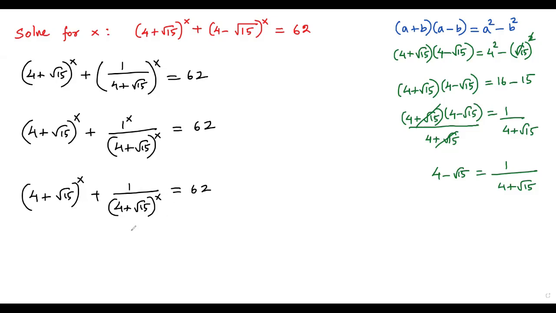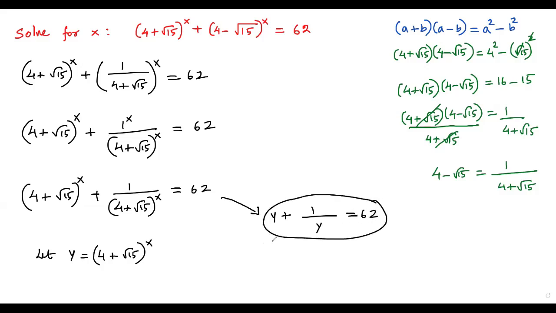Here we have 4 positive square root of 15, the whole to the x power, and also the same stuff over here. To make the solving process easier, we can assign a new variable for this one. I'm going to assign a new variable y for 4 positive square root of 15, the whole to the x power. Then this equation will become: this stuff can be replaced by y, so y positive 1 over, and this one can also be replaced by y. So y positive 1 over y equals 62. Now we have to solve for y in this equation. Once we solve for y, then y can be replaced by this stuff, and then we can solve for x. Now let me continue on the next page.